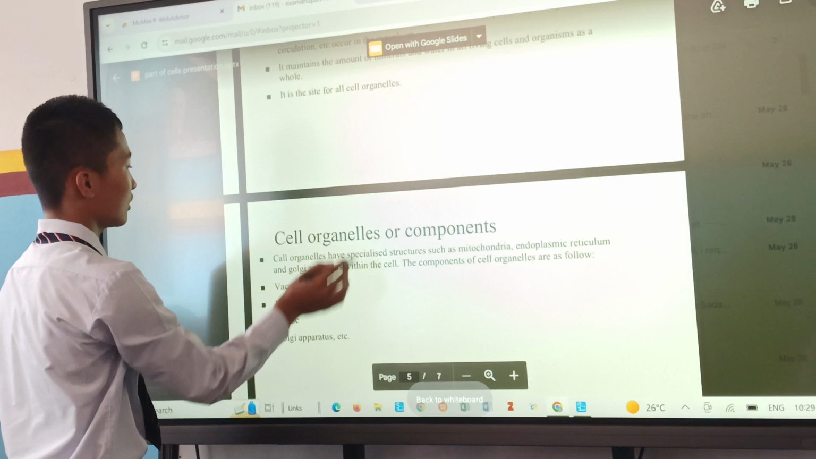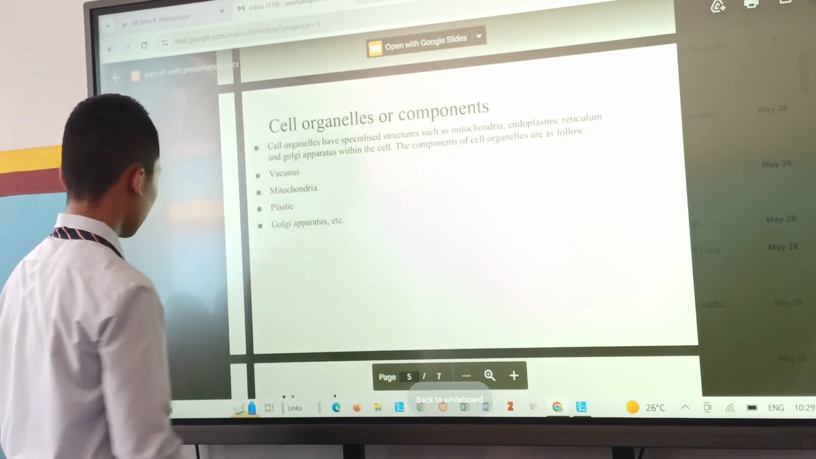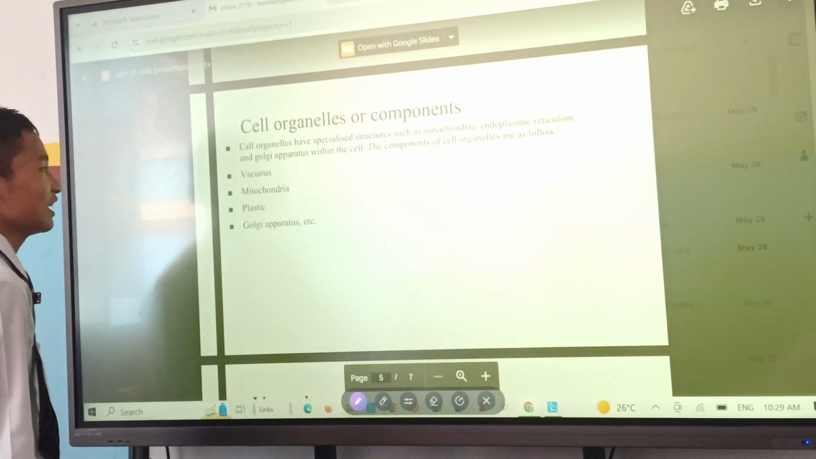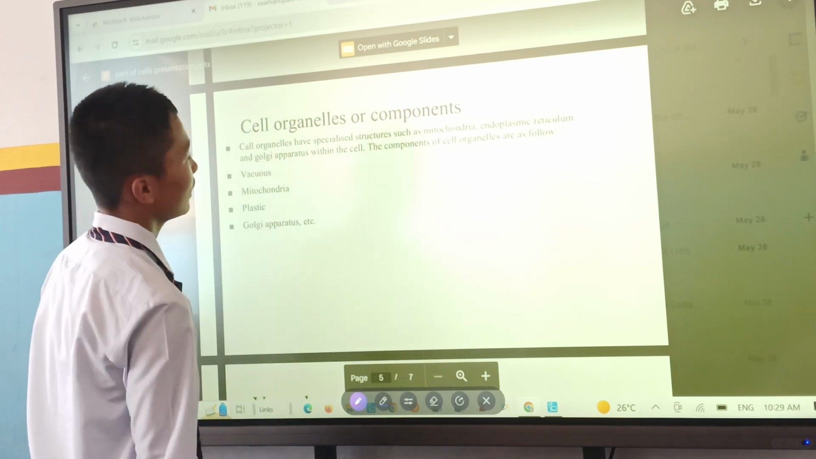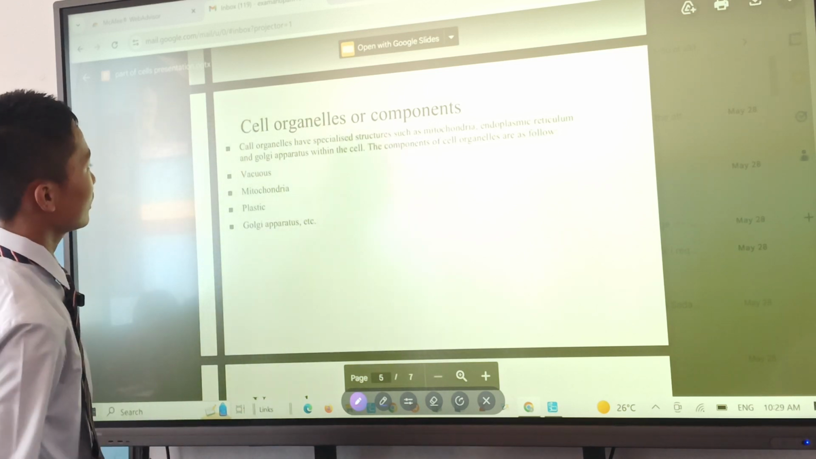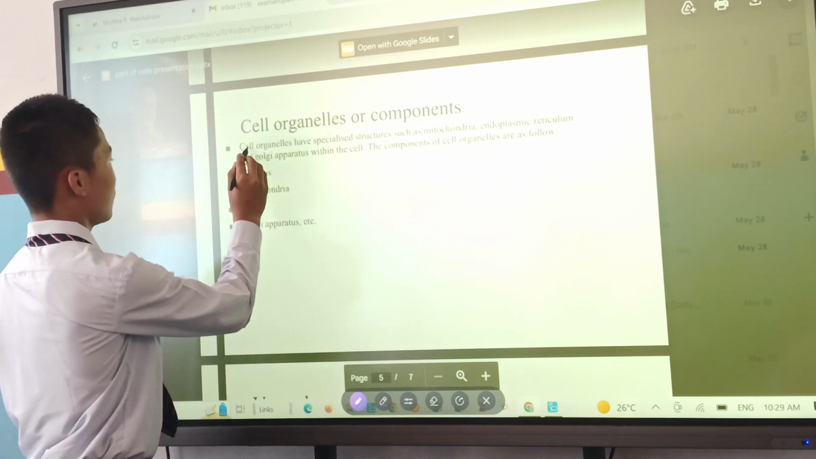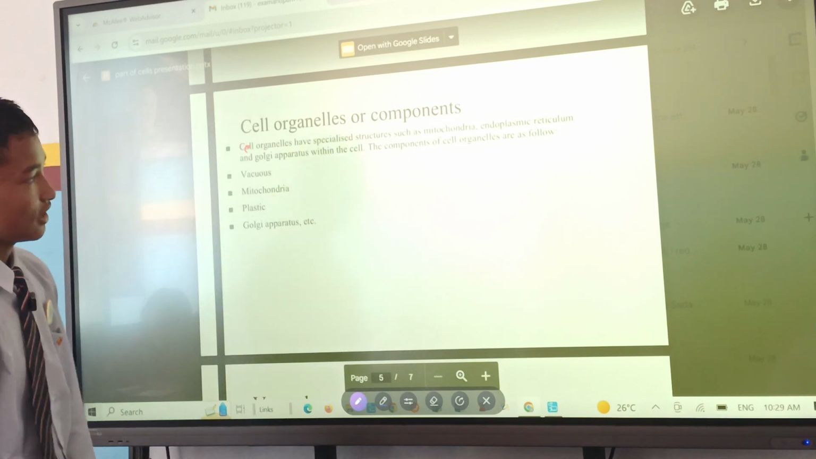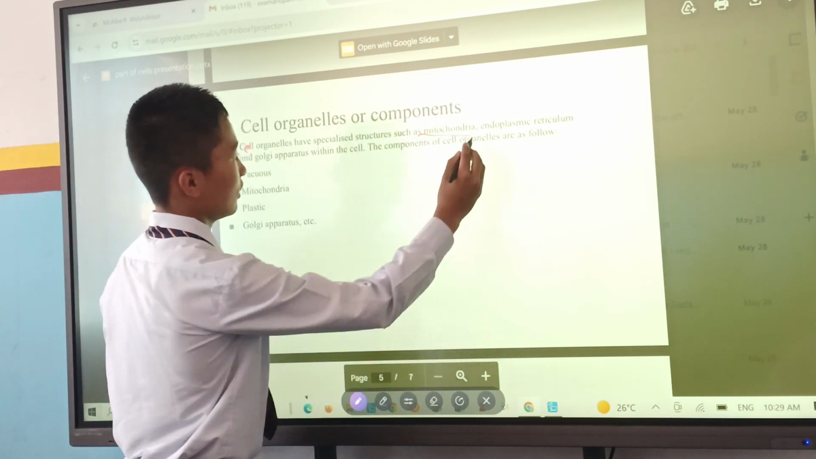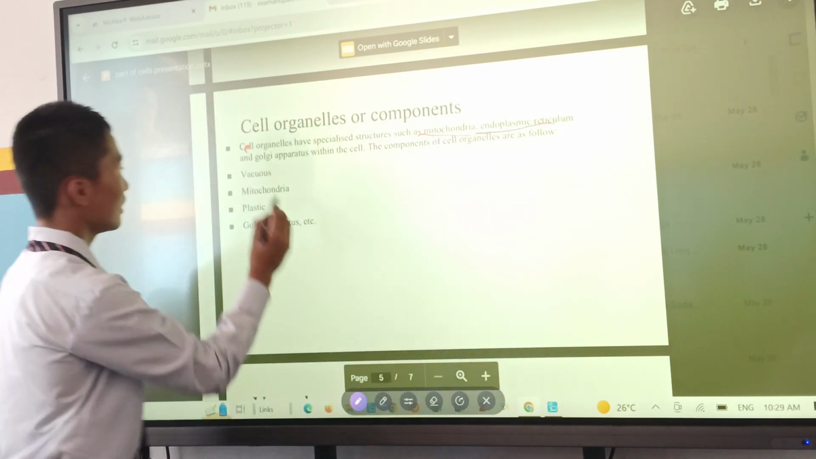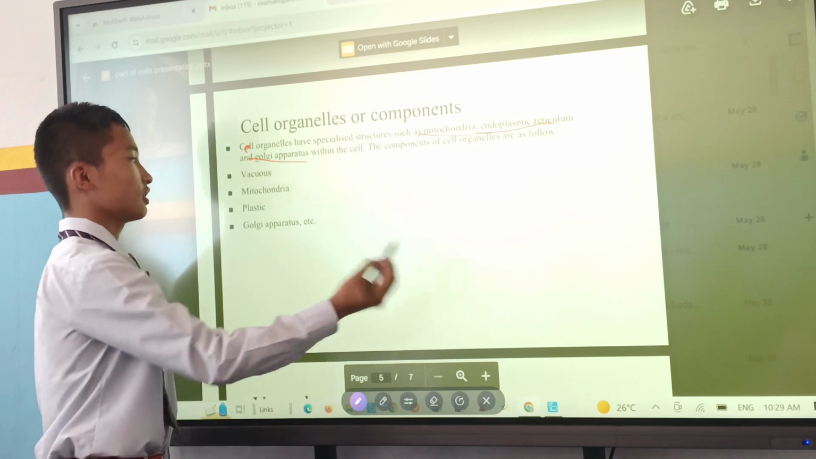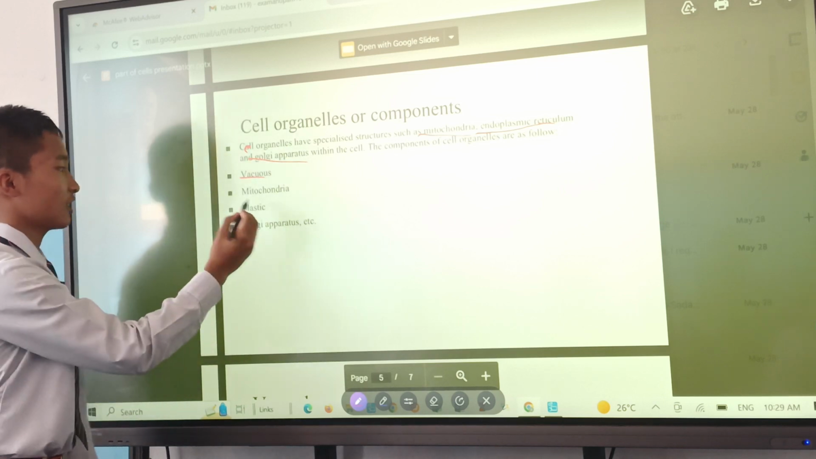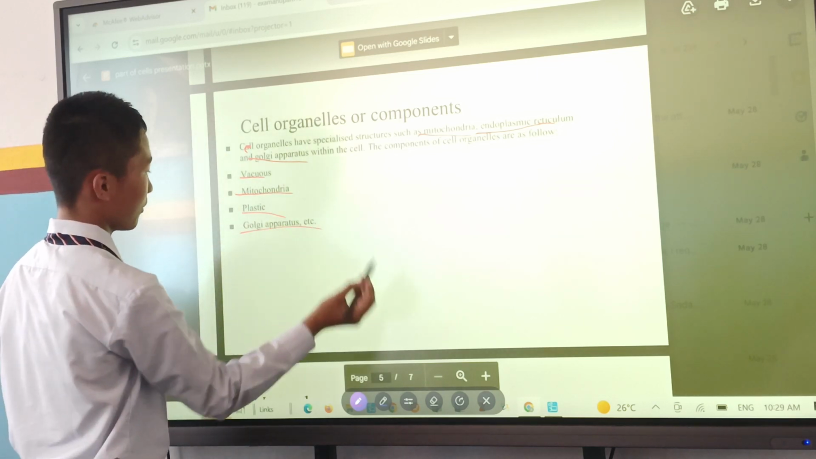My next slide is about cell organelles or components. Cell organelles have specialized structures like mitochondria, which is the powerhouse, endoplasmic reticulum, and Golgi apparatus within the cell. It means that this is a cell. The components of the cell are vacuoles, mitochondria, plastids, Golgi apparatus, etc.